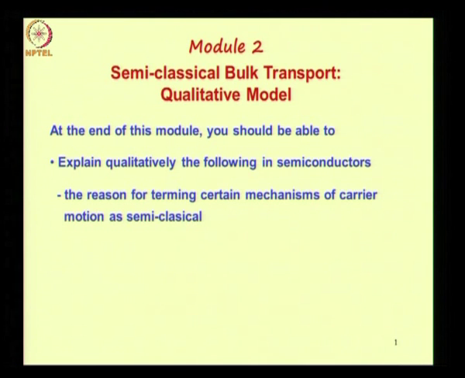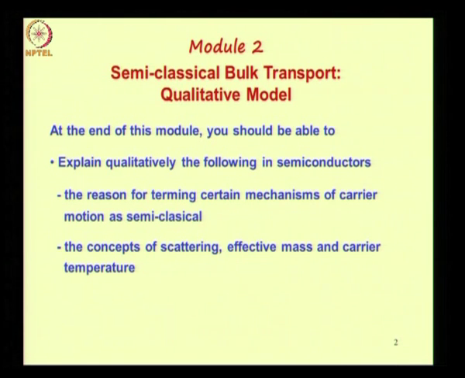So let us begin our discussion on the semi-classical bulk transport. We begin with the qualitative model of semi-classical bulk transport. At the end of this module you should be able to explain qualitatively the following in semiconductors. First, the reason for terming certain mechanisms of carrier motion as semi-classical.